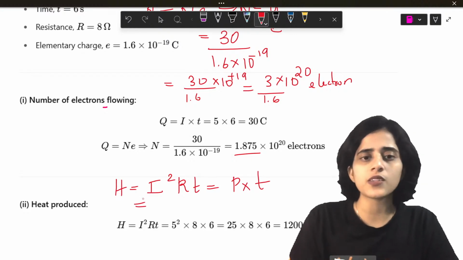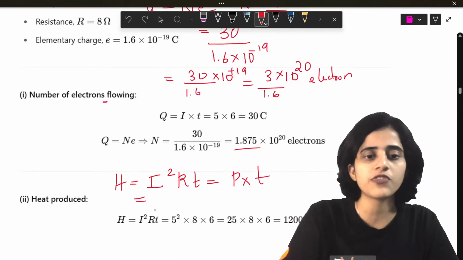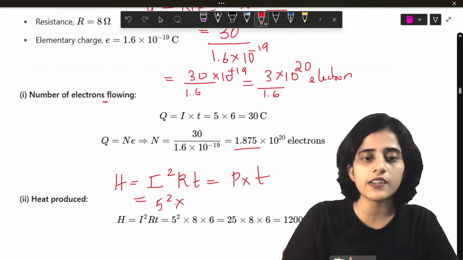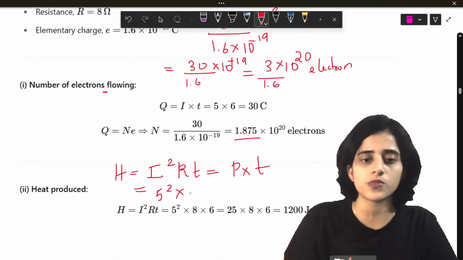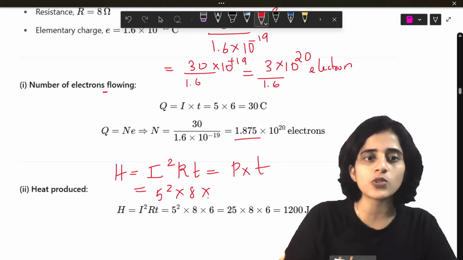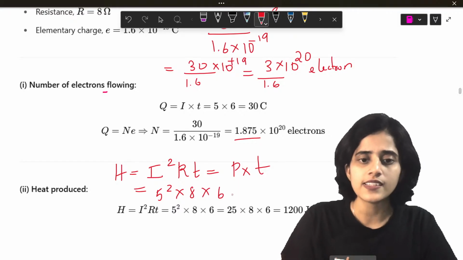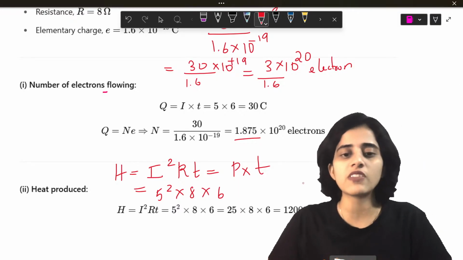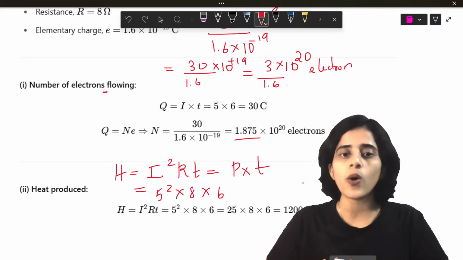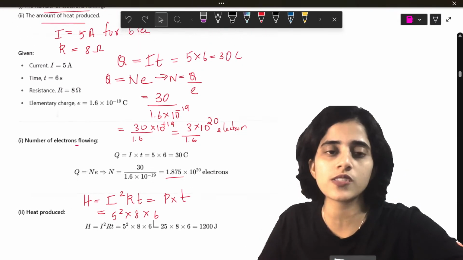So how do you do that? What is the value of current? How much was it? 5. So 5 square into, what is the value of resistance? 8 ohms. 8 ohms into time was 6 seconds, right? 6. So you just multiply 25 into 8 into 6. You will get 1200 joules.